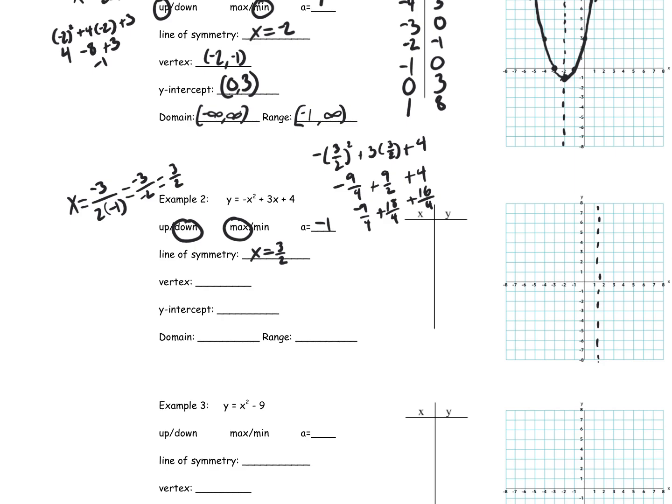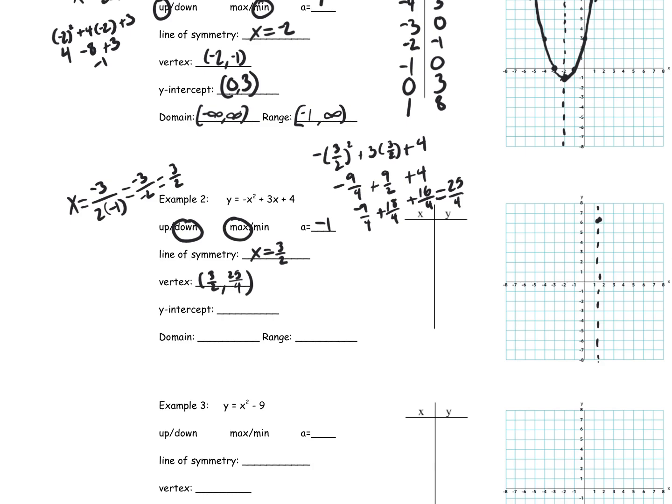Negative 9 plus 18 is 9, and 9 plus 16 is 25. So we end up with 25/4. All right, so 25/4 is the same thing as 6 1/4. Okay, so our vertex is at 3 halves, comma, 25/4. I know that's not pretty, but welcome to Algebra 2.